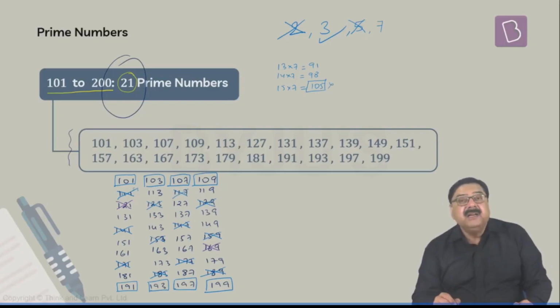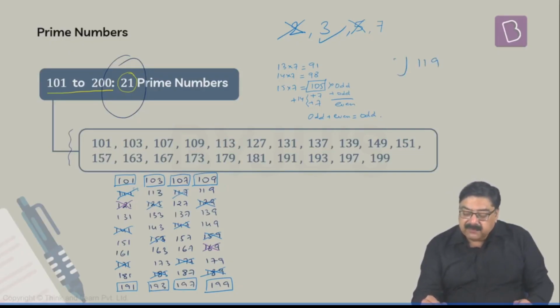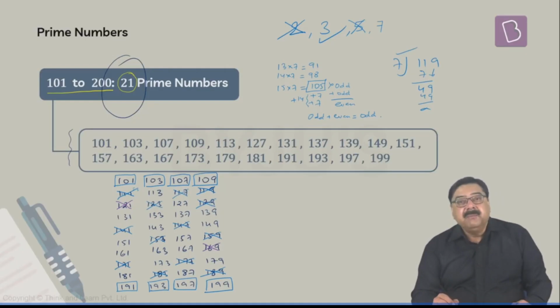Now this we have already eliminated. Now if you add 7 to this, then odd plus odd shall give you an even number. So what should you do? You should add 14 to this, actually the second multiple of 7, so that odd plus even should give you an odd number. So 105 plus 14 is 119. See, 119 divided by 7 goes 7, remainder 4, bring 9 down, 49 is divisible by 7. So 119 here cannot be a prime number.